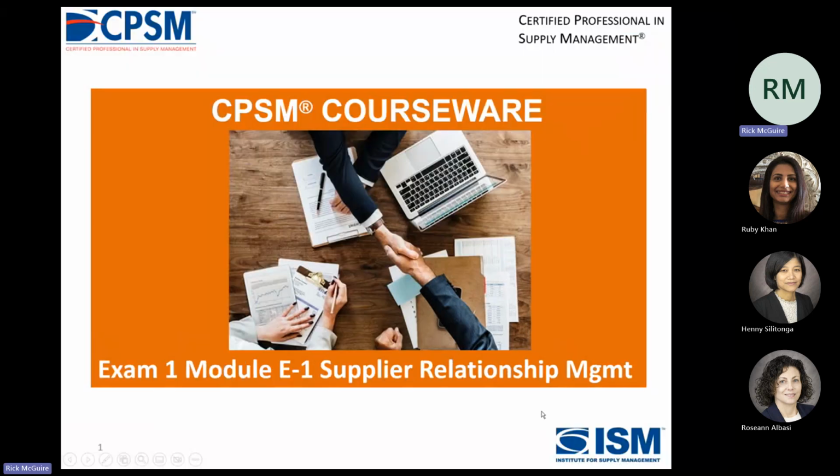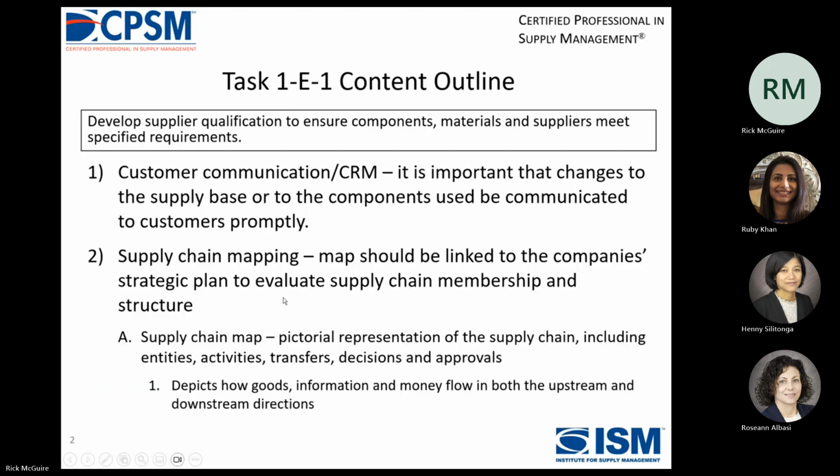So today we're going to study supplier relationship management. Qualify suppliers, ensure components, materials, and suppliers meet specified requirements. So customer relationship management, otherwise known as CRM. Important to change the supply base or should the components used be communicated to customers promptly. It's not our job, that's sales.